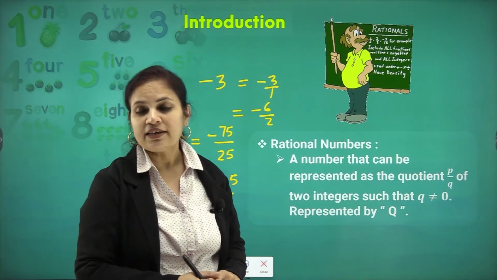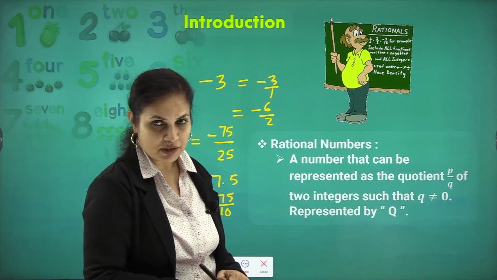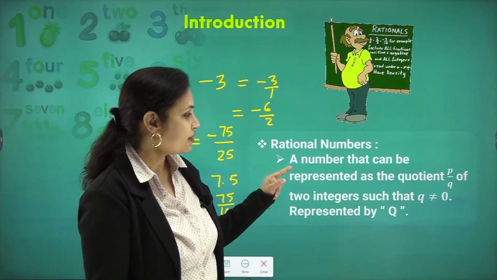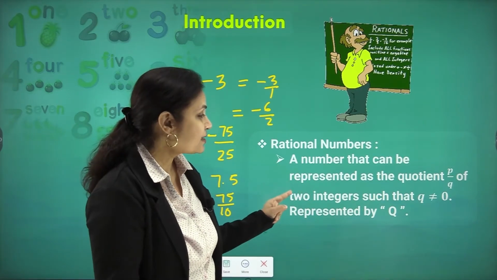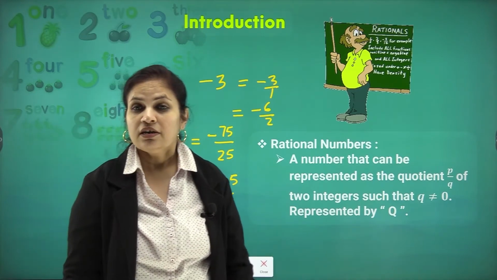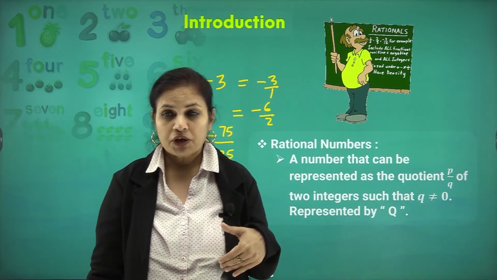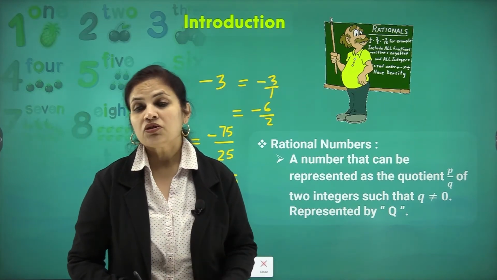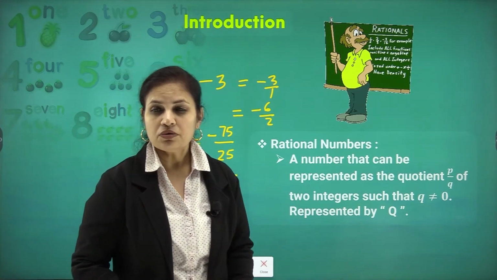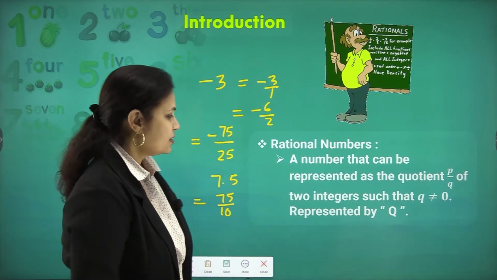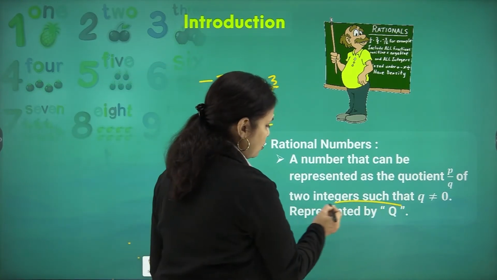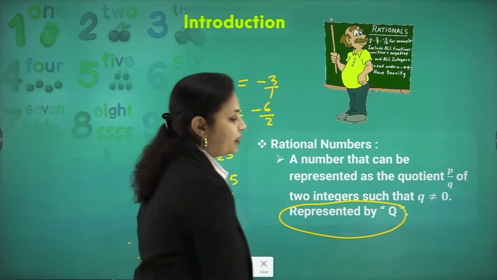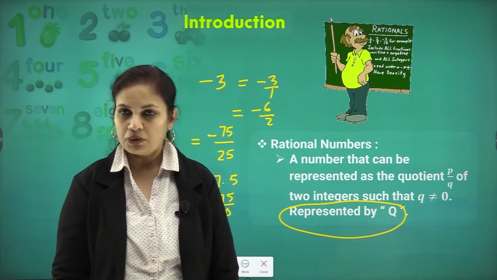So there comes the definition of rational numbers. What are rational numbers? A rational number is a number that can be represented as P upon Q, in the form of P upon Q, where Q, the denominator, is not equal to 0. And the symbolic representation of a rational number is the alphabet Q.